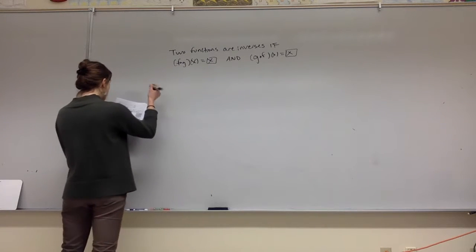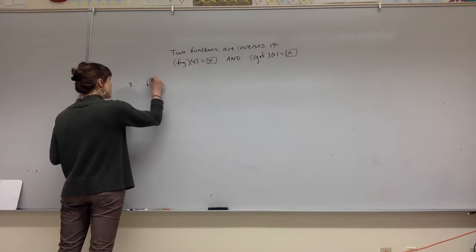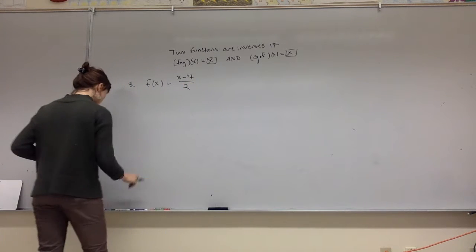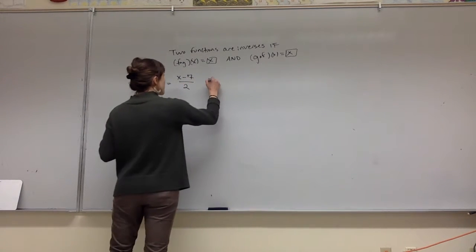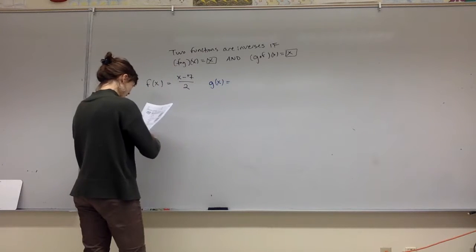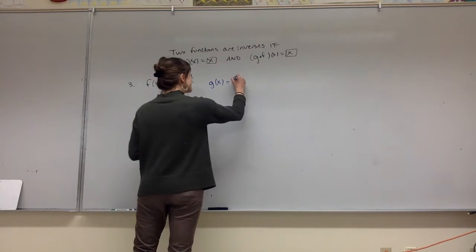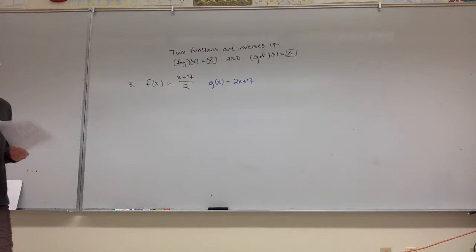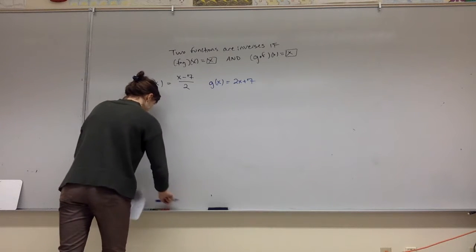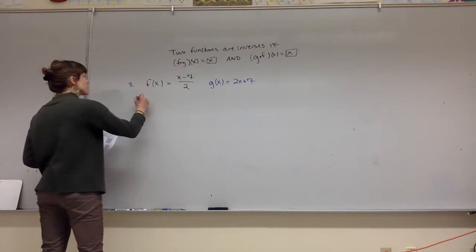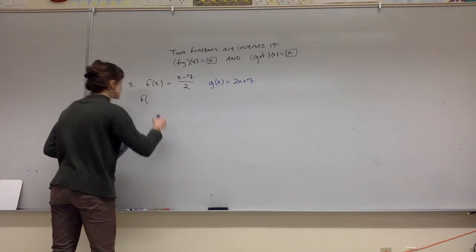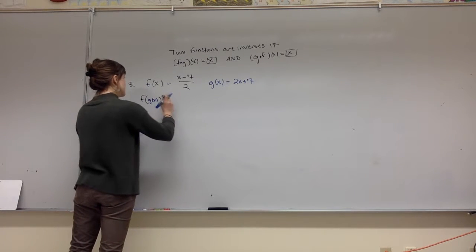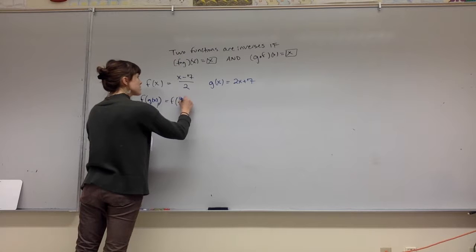So if you look at number 3, we have f of x equals x over 2, or x minus 7 over 2, and we have g of x, wow, these are so vibrant today, equals 2x plus 7. So in order to find out if they're inverses algebraically, I have to now take the composite functions. So I'm going to do f of g of x first. So I'm going to do f of g of x, which equals f of 2x plus 7.